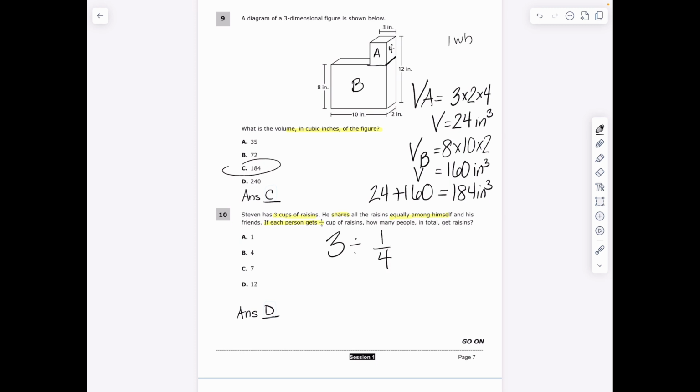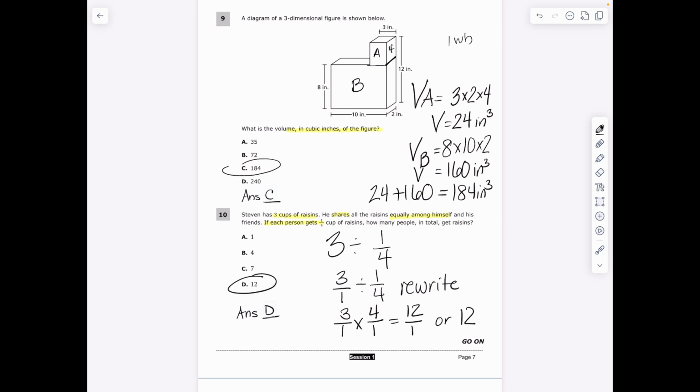All right, so first I'm going to change this into a fraction. And I'm going to rewrite this. We have some lessons on this. I'm going to rewrite this as a multiplication problem. So it becomes 3/1 times 4/1, which gives me 12 out of 1, or 12.